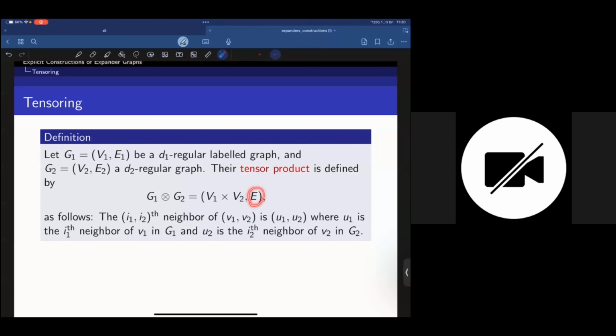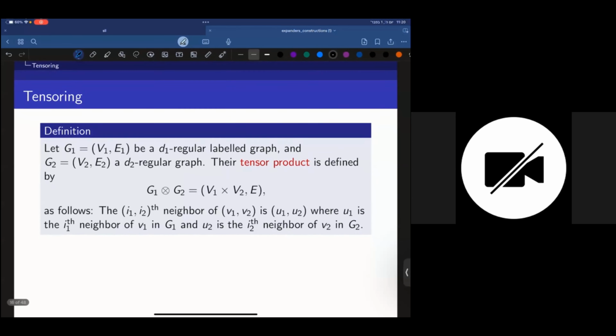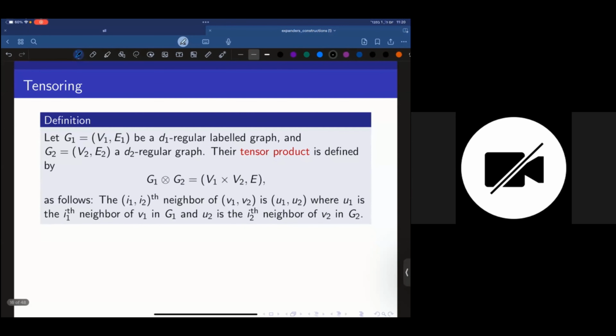And the edge set E is defined as follows. I don't really define the edge set, I define who's the ith neighbor and so forth. Again, we just do it completely separately. So you're going to ask me who's the (I1, I2) neighbor of (V1, V2)? What I'm going to do is ask G1 who is the I1 neighbor of V1, and ask G2 who is the I2 neighbor of V2, and just put it there.